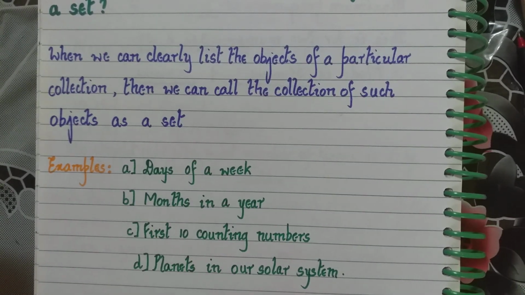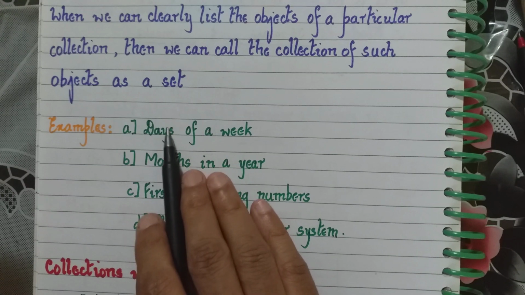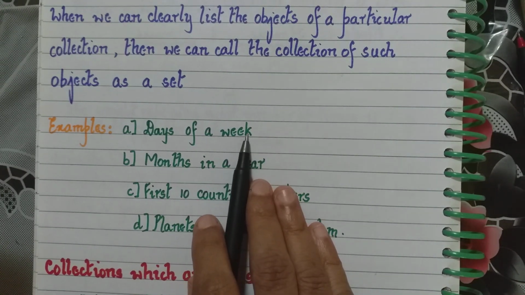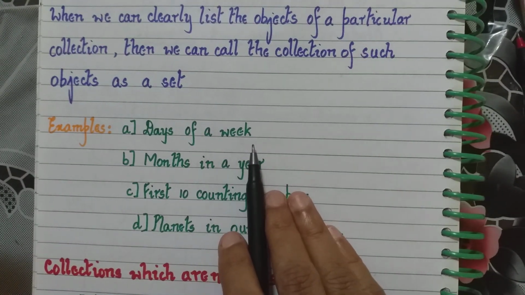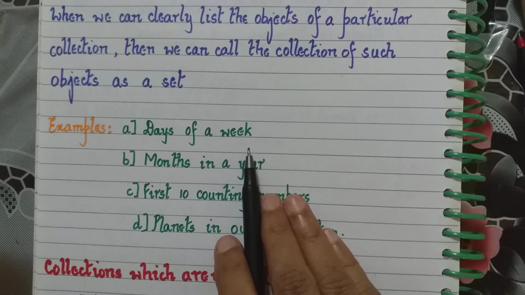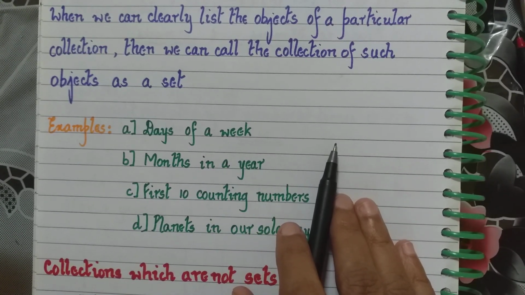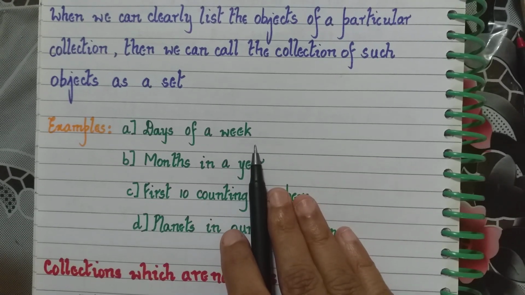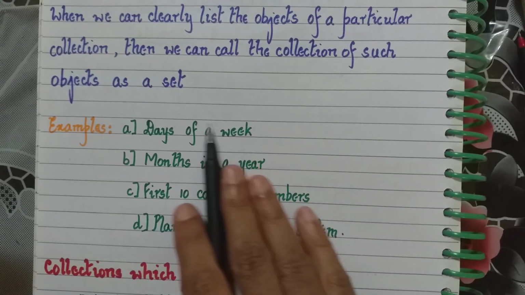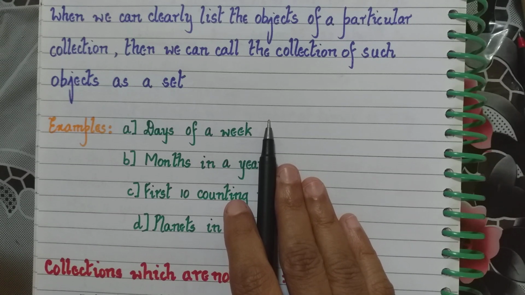We can give some more examples. Suppose we are talking about the days of a week. When we say days of a week, it includes all the days starting from Sunday, Monday, Tuesday, Wednesday, Thursday, Friday and Saturday. So all the 7 days are included. We can list all of them. Therefore, days of a week form a set.